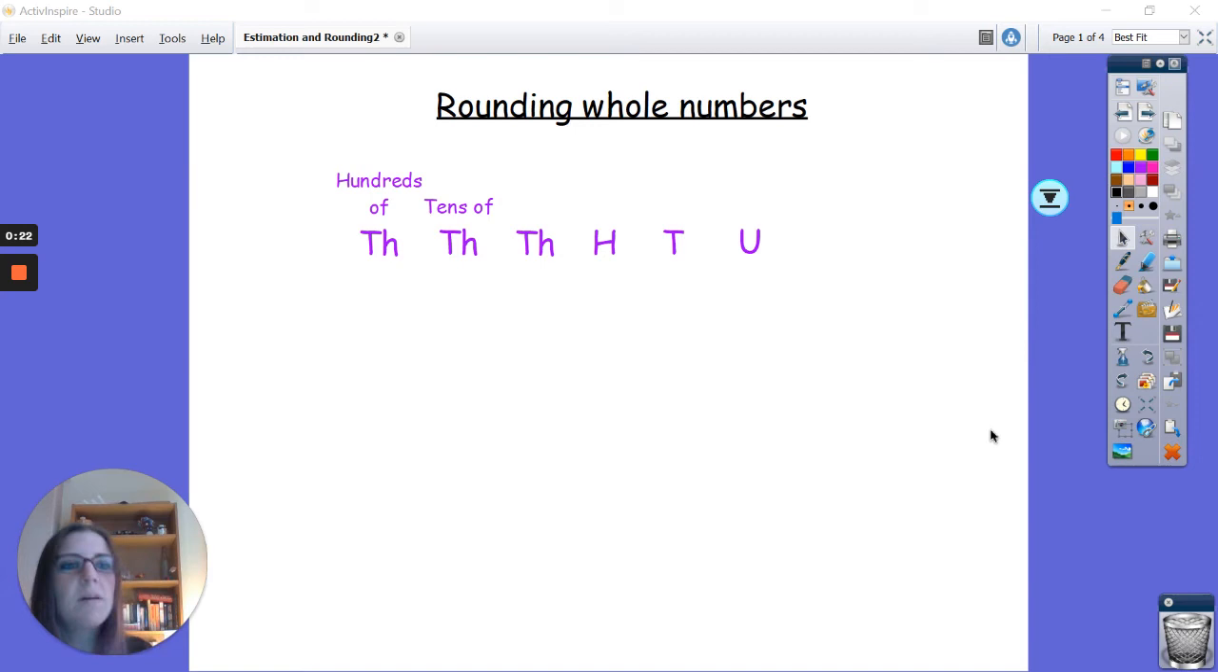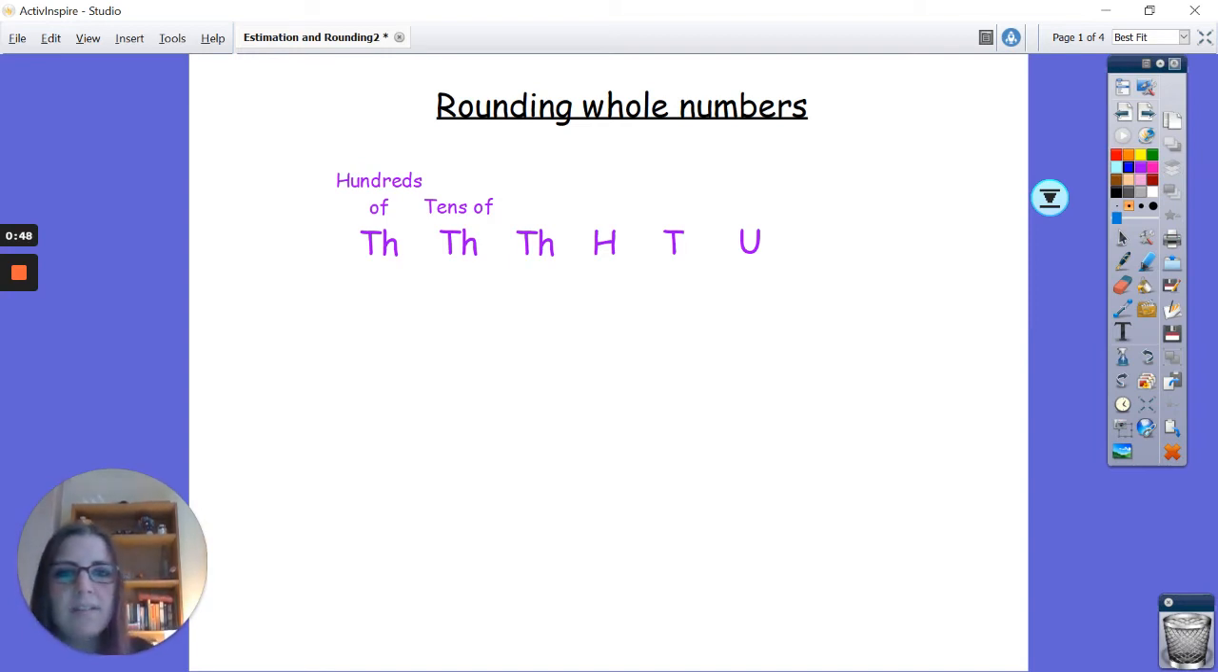Okay, so when we round a number, we're making it less accurate, but that can be a really useful thing to do. Sometimes we don't need every single digit of accuracy in a really long accurate number, and it can make it a wee bit more awkward to work with if we do keep all of those digits and all of that information. On the screen you can see the columns and the labels of all our different place values.